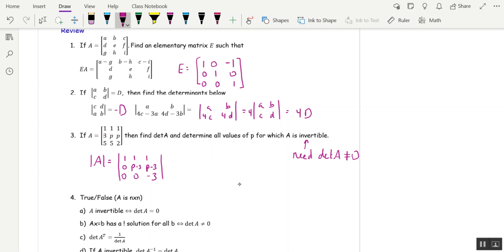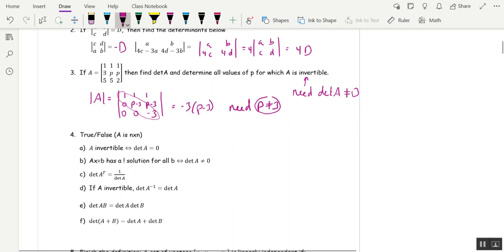Sweet. Now I've got a triangular matrix. I can just multiply the entries on the main diagonal. -3 times P minus 3. So there's the determinant of A. And for invertibility, we need P not to be 3, because that will make the determinant 0 and A would not be invertible.